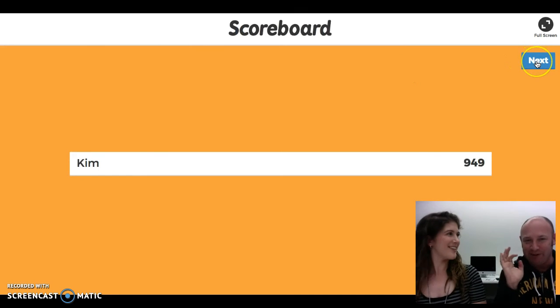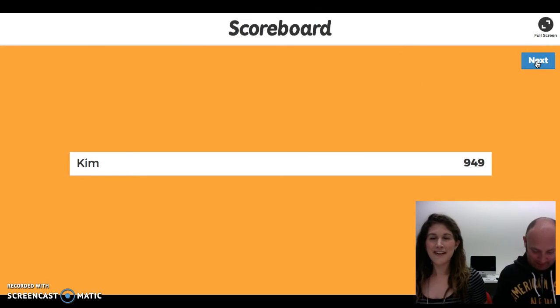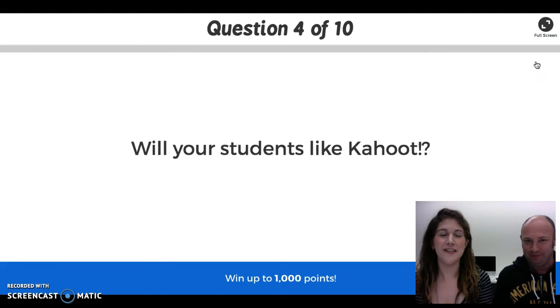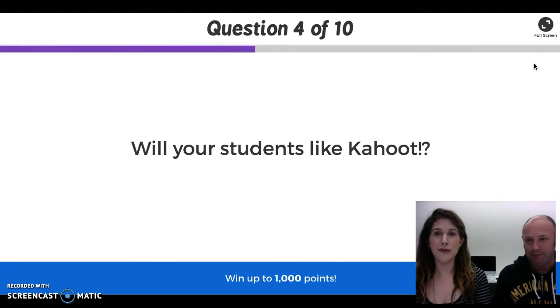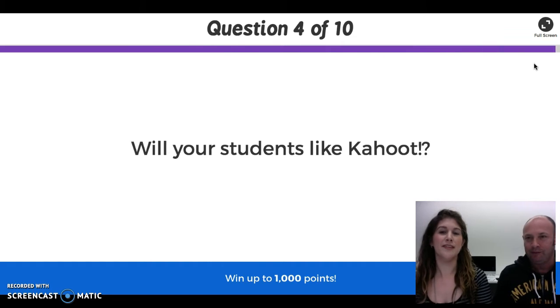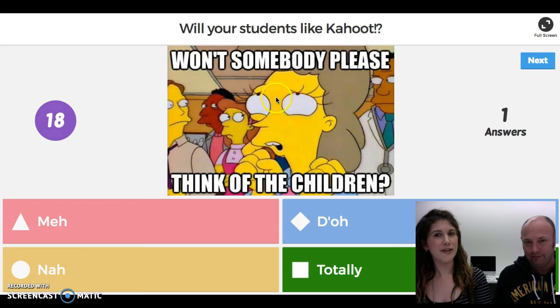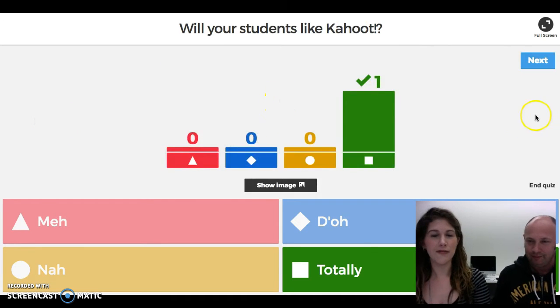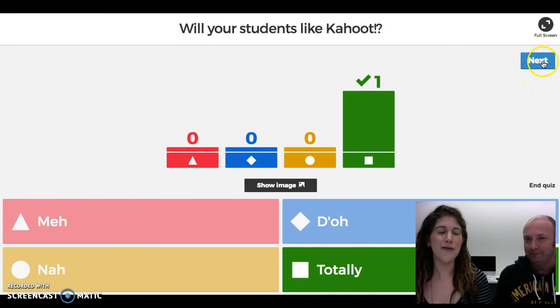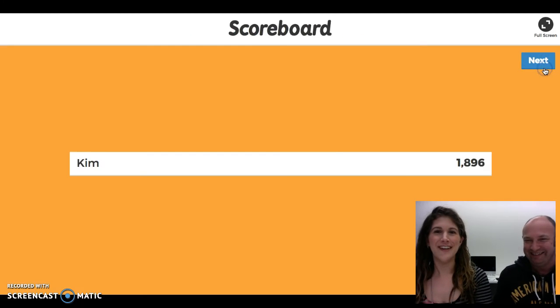You have to remember this game is all about fun and engagement. Having fun, and it's very quick usually. We don't usually pause in between questions like this. But will your students like Kahoot? Again, to make a bit of fun, I've included some pop culture, be it the vicar's wife from The Simpsons. Would anybody think of the children? So he's now on 1,896.